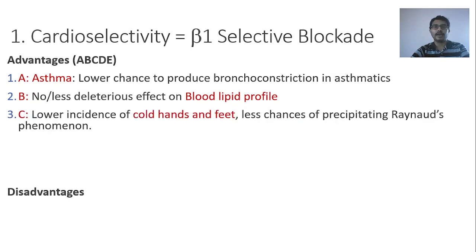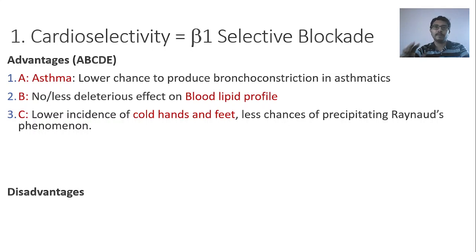C is for cold hands and feet and less chances of precipitating Raynaud's phenomenon. Now, how is this seen in non-specific beta blockers? Beta 2 receptors are located on the blood vessels. Beta 2 receptor activation leads to vasodilatation. If you use non-specific beta blockers, beta 2 receptors are blocked. So when adrenaline is released, it does not have beta 2 receptors to sit upon. It will sit and activate on alpha 1 receptors, leading to vasoconstriction.